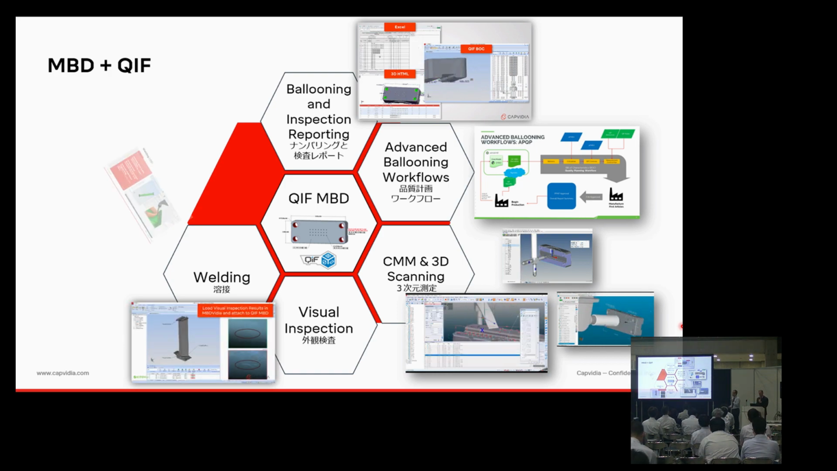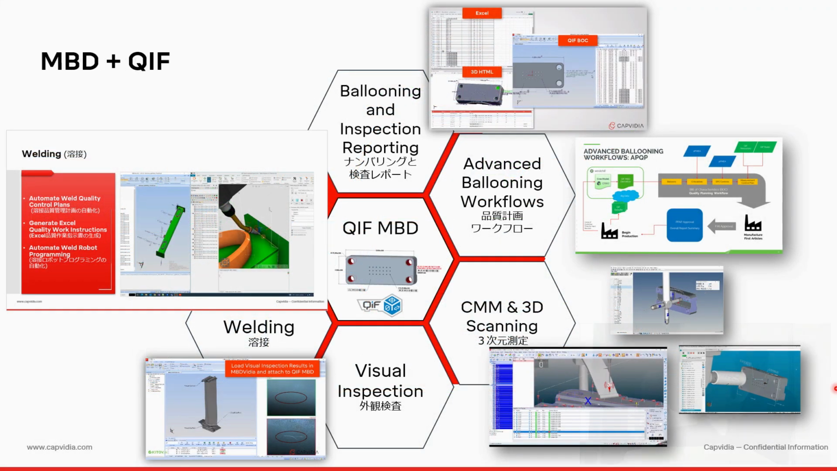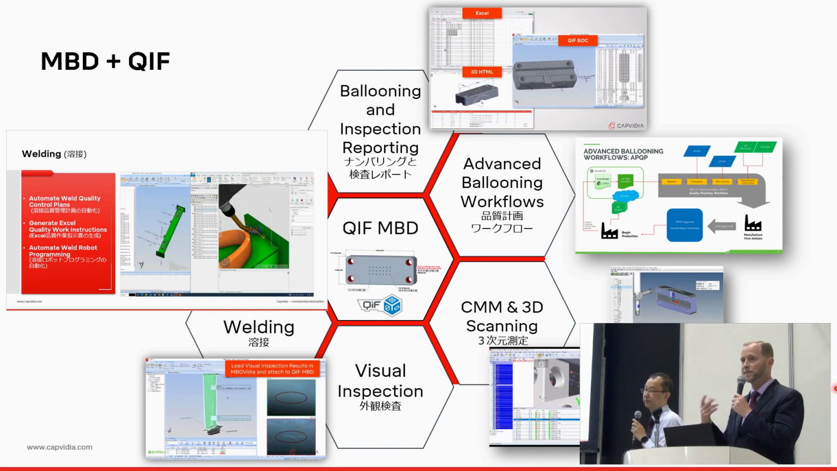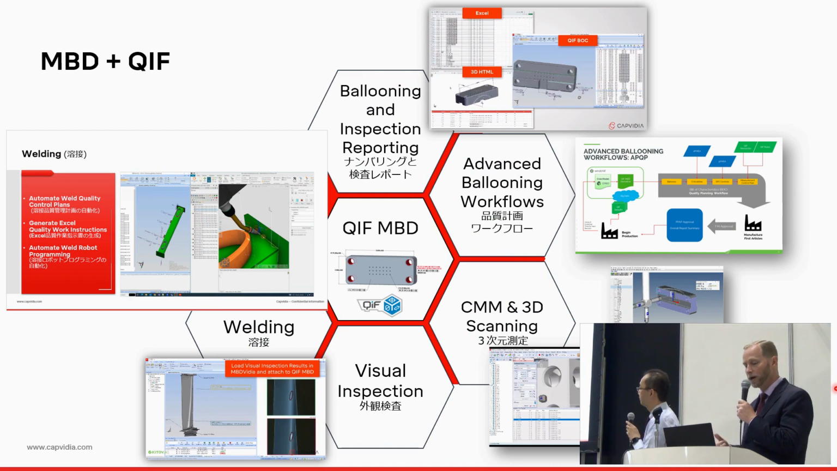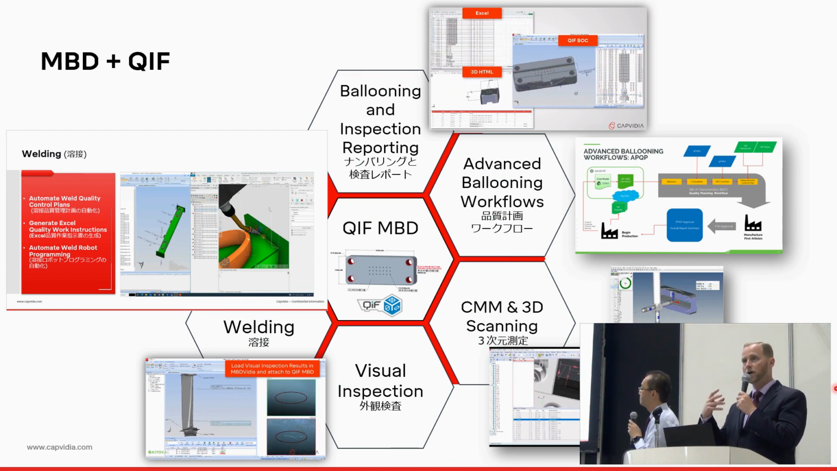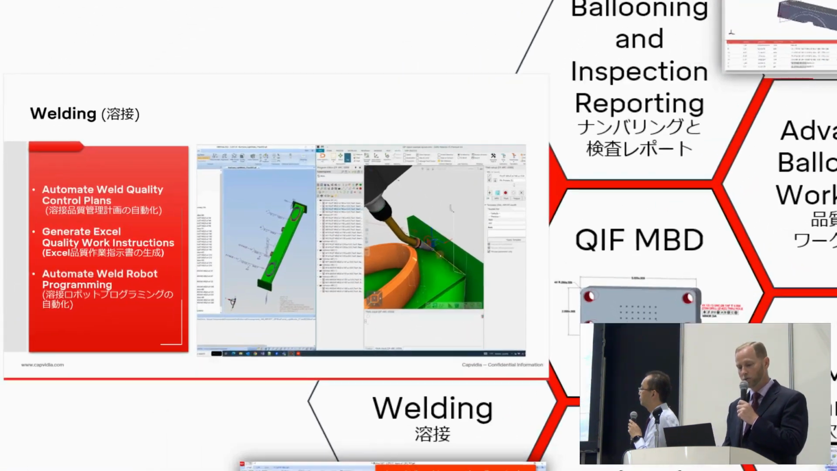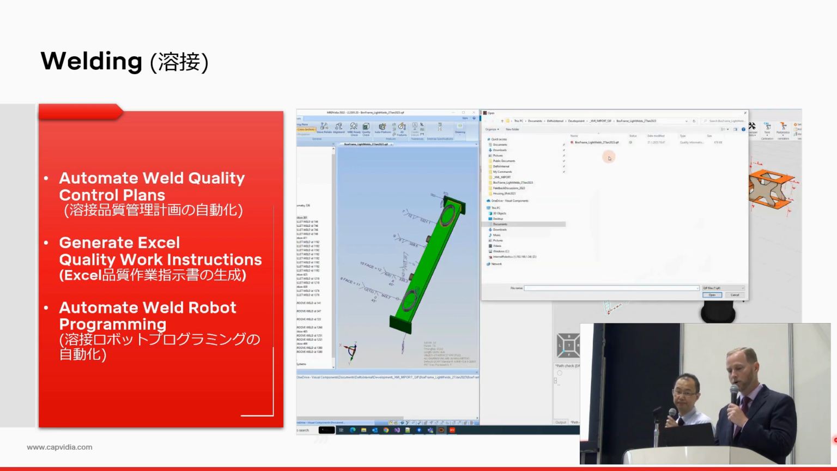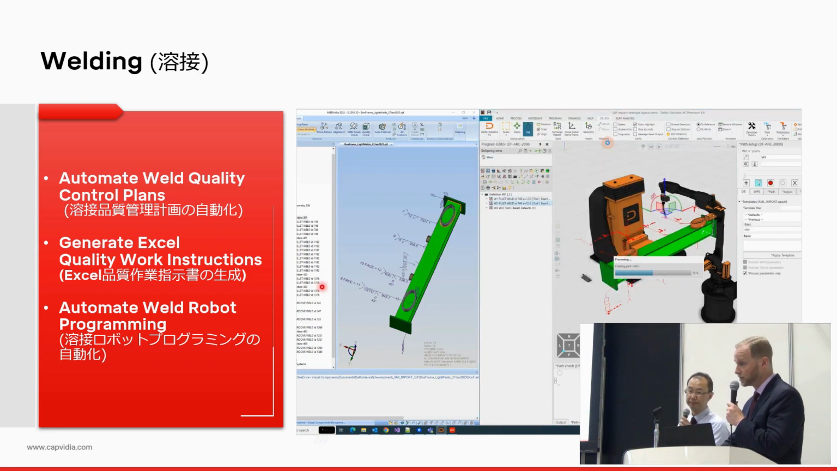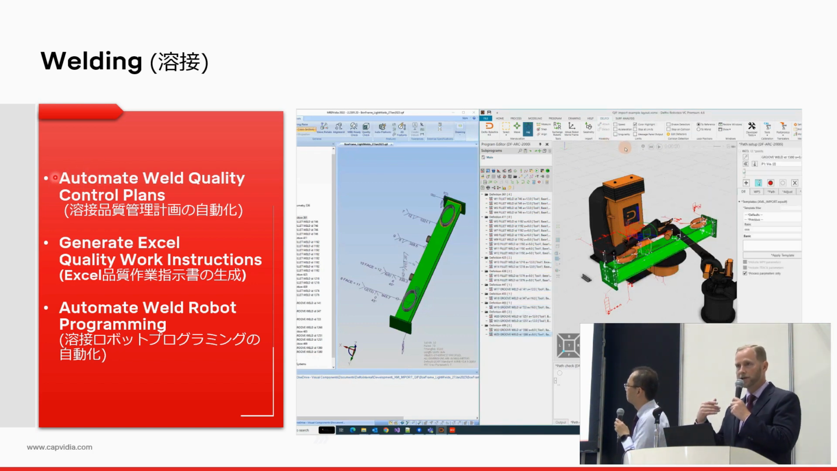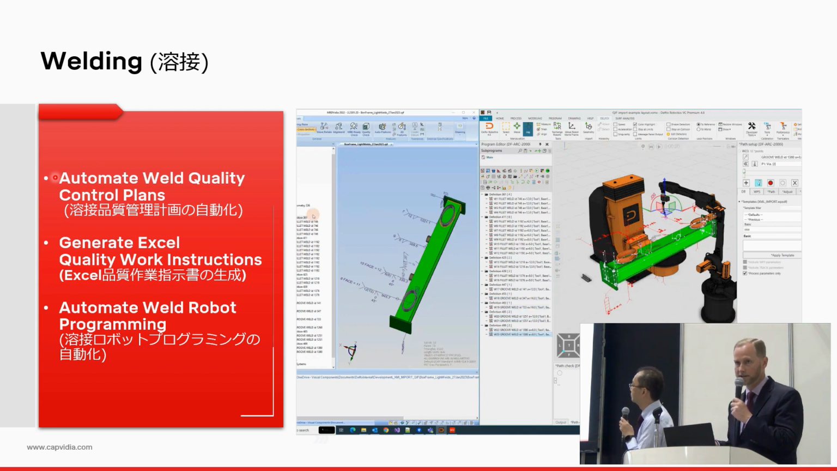a welding workflow. So it's possible, of course, to specify your weld annotations in 3D in a semantic, machine-readable way on your model, and QIF is fully capable of carrying all the semantic information related to a weld. So, what are some examples of some of what we're doing with our customers in the weld area? Let me just explain a few. One is that we're able to automate the generation of weld quality control plans.